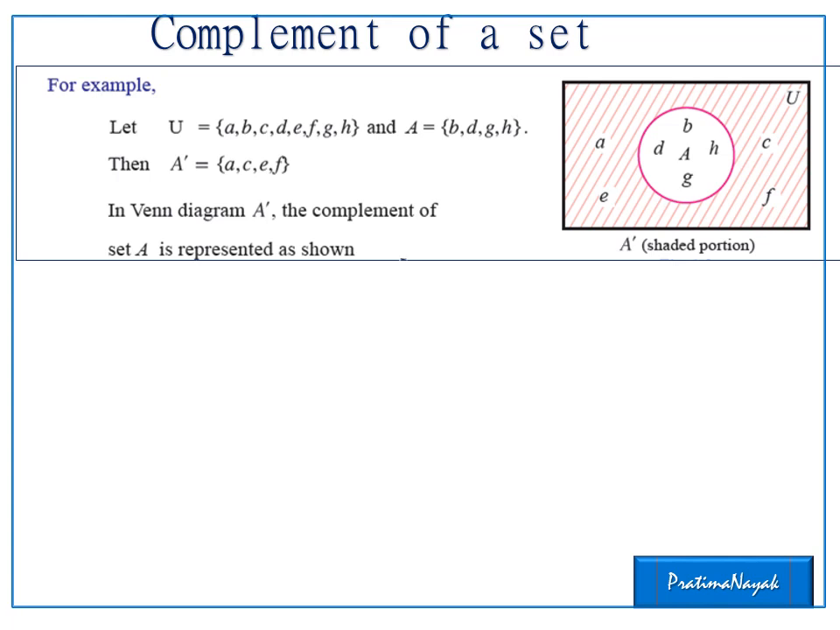Complement of a set. Let U be set of a, b, c, d, e, f, g, h. Though it contains only 8 elements, but for this problem, it can be taken as a bigger set or universal set, where A is equal to b, d, g, h. Then A complement will be the set of all the elements of U which are not in A. So it will be a, c, e, f, and the Venn diagram of A complement is all the shaded portion.